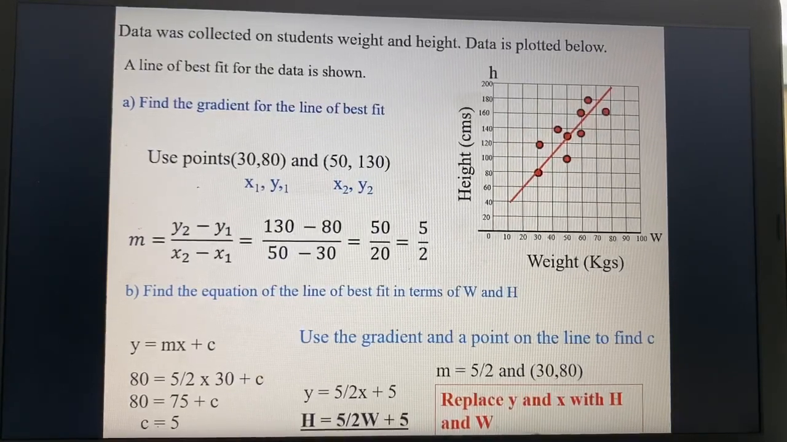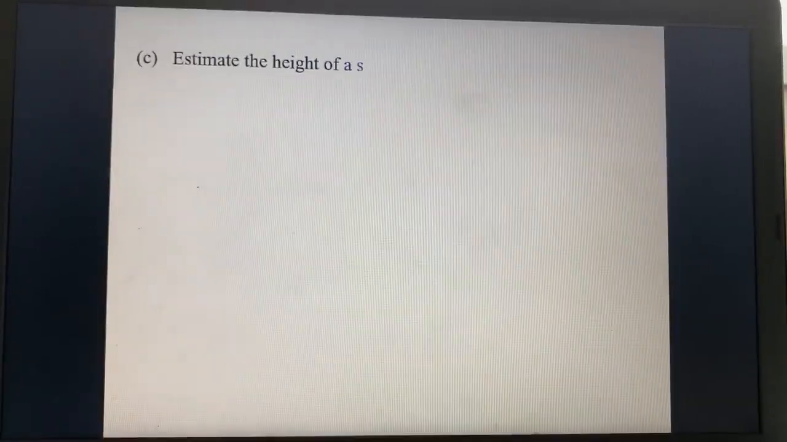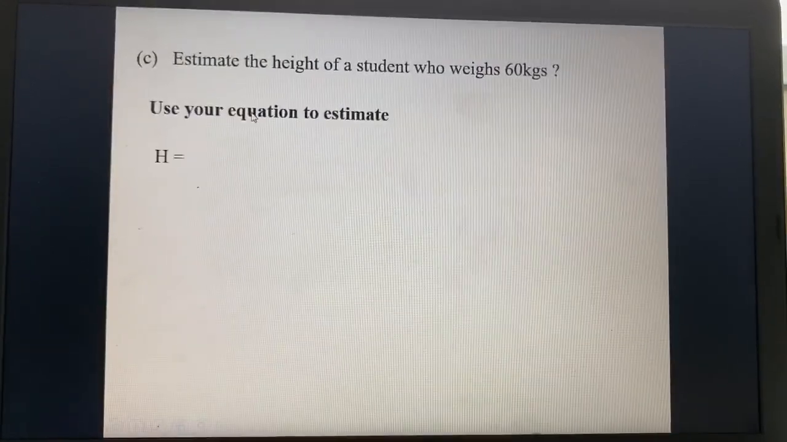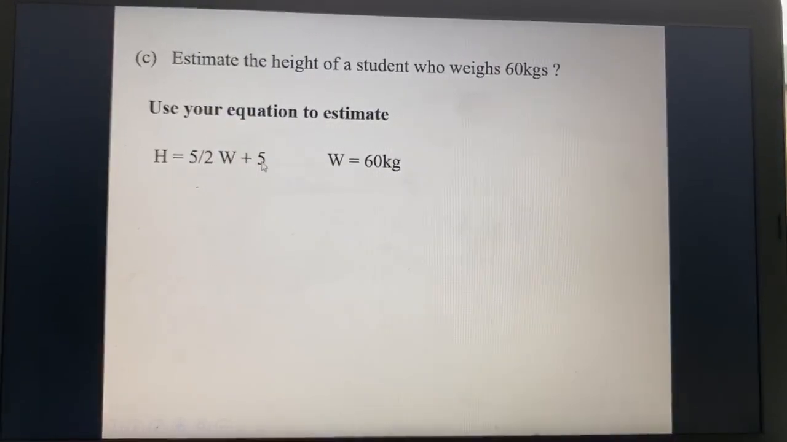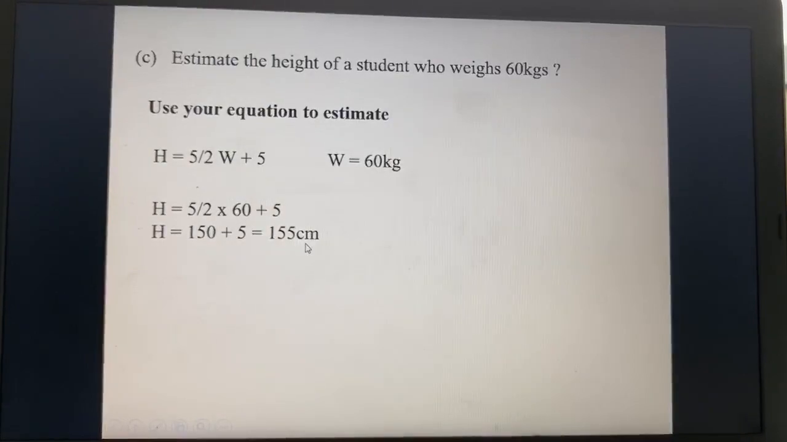Now this is very useful because we can use this equation. The reason we've got this is to use it to help estimate data, and that's the next part of this question. So estimate the height of a student who weighs 60 kilograms. So we know that w for weight is 60, so what is h for height? And that's where your equation comes in. So h is equal to 5/2w plus 5. We know that w is 60, so we're going to substitute w into this equation. So h is 5/2 times 60 plus 5. 5/2 times 60 is 150, plus 5 is 155 centimetres.